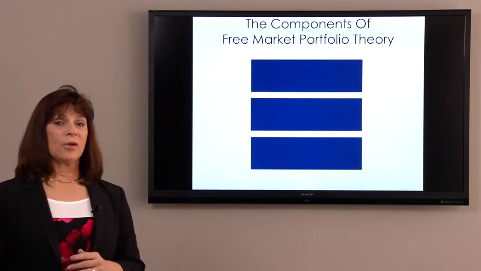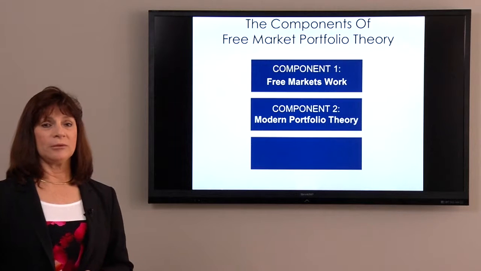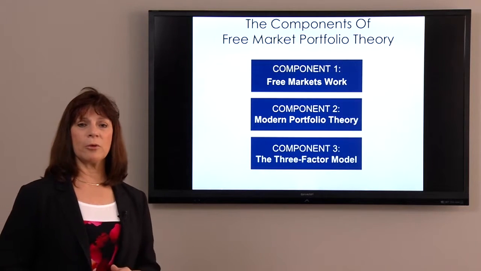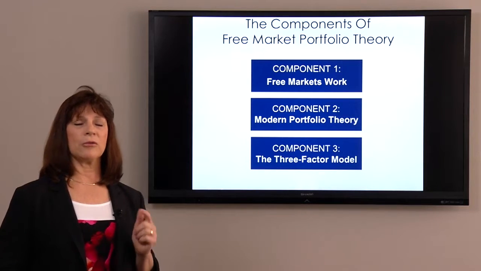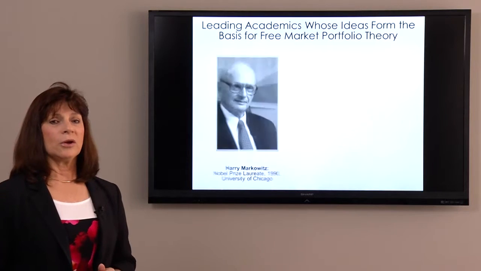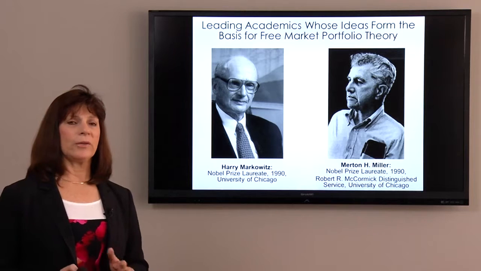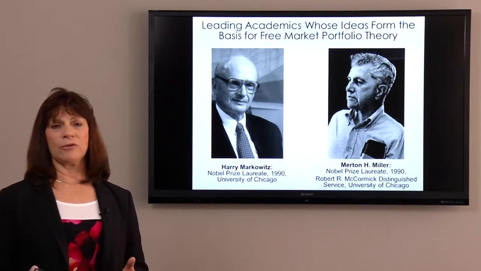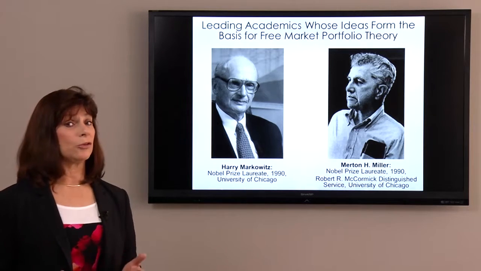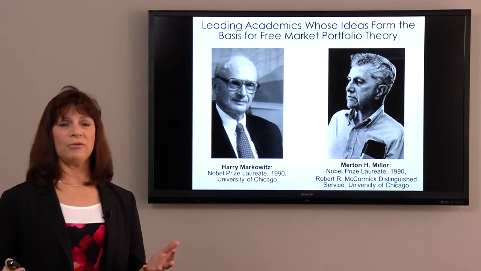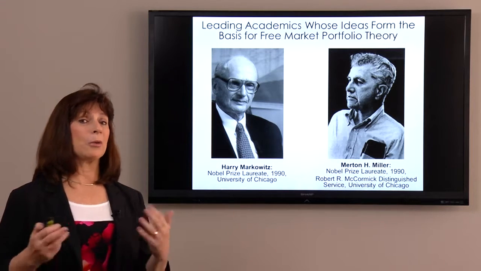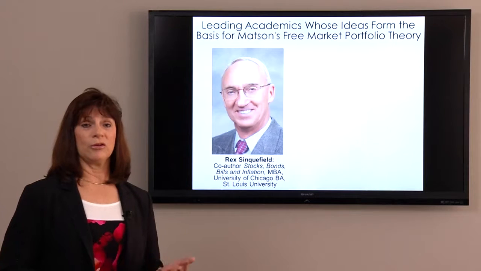So we're going to look at 3 components of this theory: free markets work, modern portfolio theory, and the three-factor model. So leading academics, these fellows, Harry Markowitz, Merton Miller, won the Nobel Prizes in 1990 for a lot of their research. Harry Markowitz did his research as a graduate student in the 50s. And because of computing power, we were then able to prove this research.